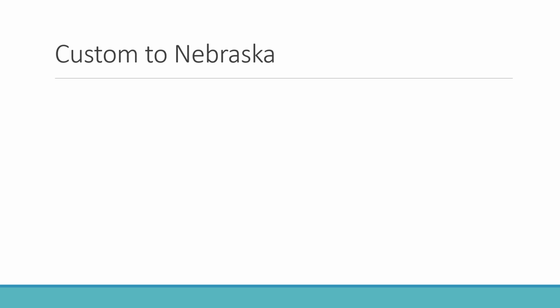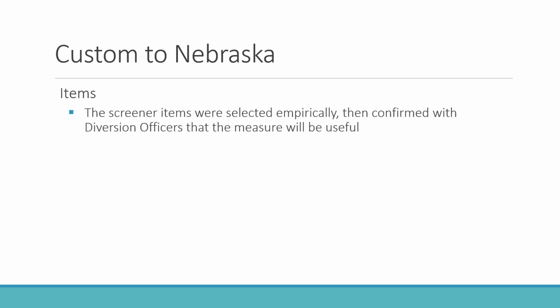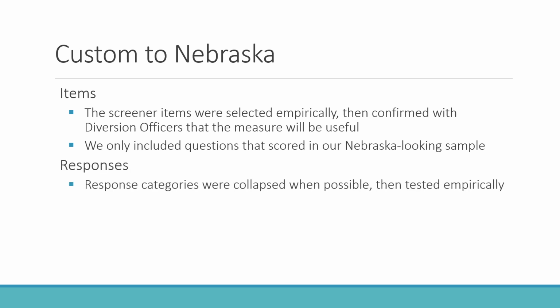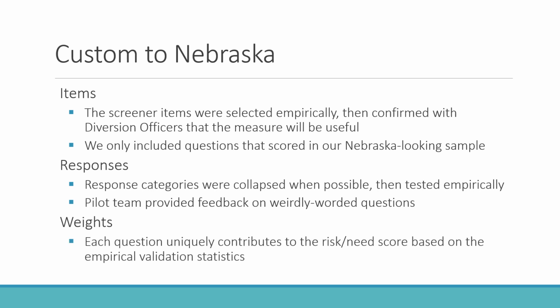Custom to Nebraska. Items. The screener items were selected empirically, then confirmed with diversion officers that the measure will be useful. We only included questions that scored in our Nebraska-looking sample. Responses. Response categories were collapsed when possible, then tested empirically. Pilot teams provided feedback on weirdly worded questions. Weights. Each question uniquely contributes to the risk needs score based on the empirical validation statistics.